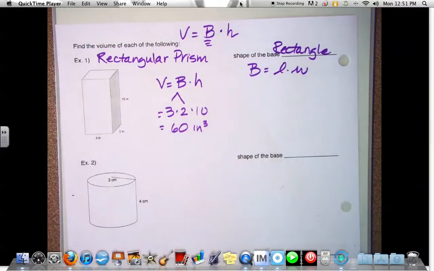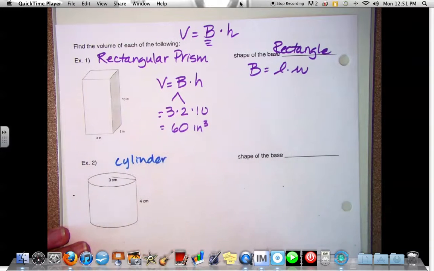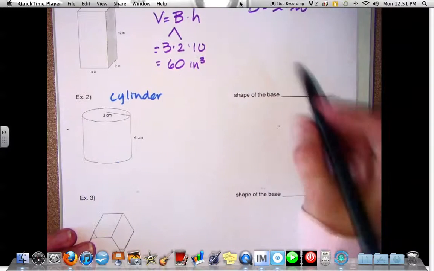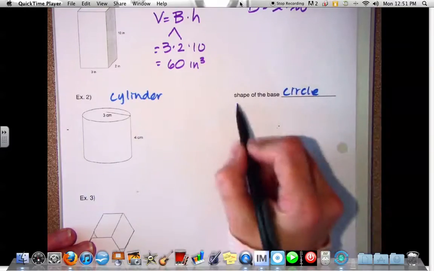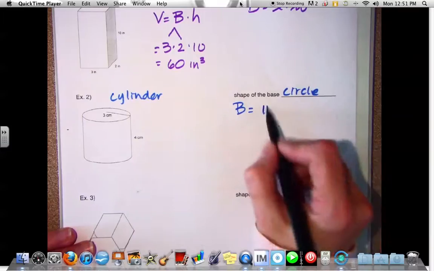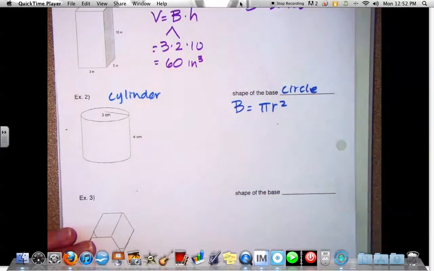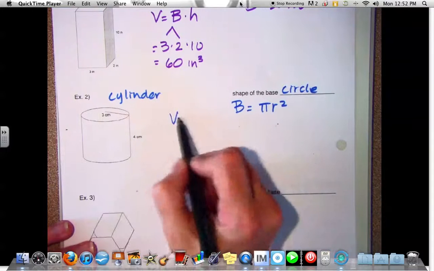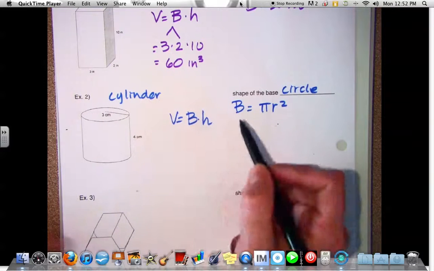All right, the next object is a cylinder. The shape of the base on a cylinder is a circle. How do we find the area of a circle? Pi times radius squared. Yes. So volume equals the area of the base, and the base is a circle, and then we multiply that by the height.